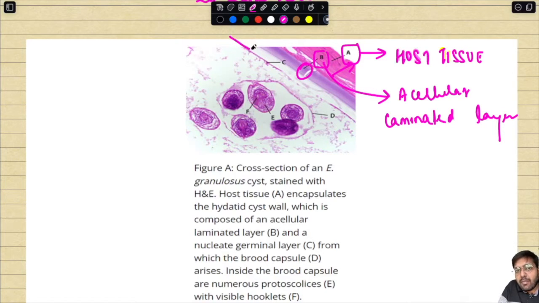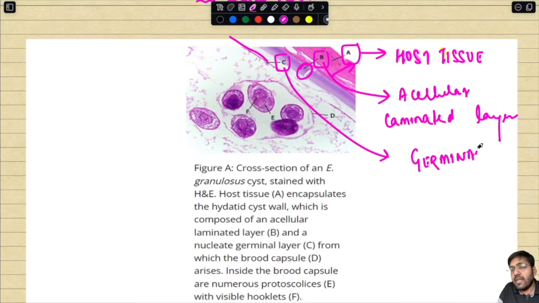Then there is a layer number 3, which is marked as C over here, which is actually the germinative layer. It is a cellular germinative layer. This is the layer number 3, that is your cellular germinative layer.